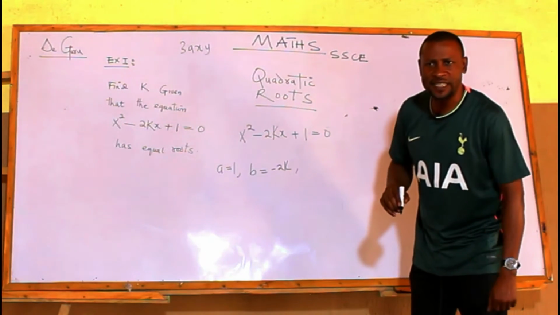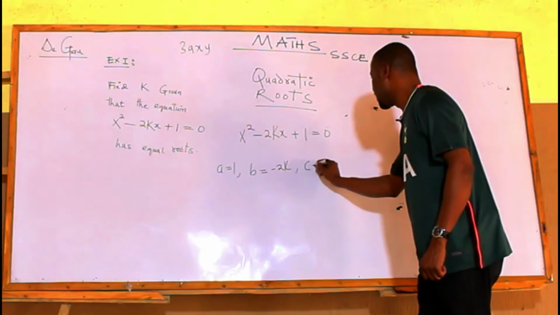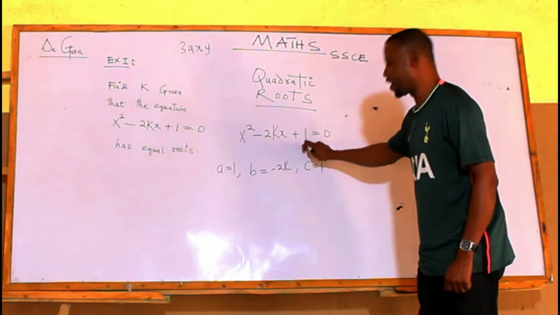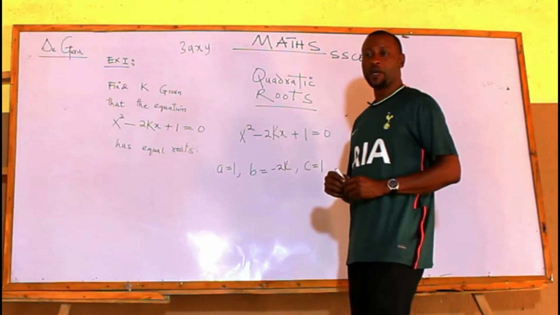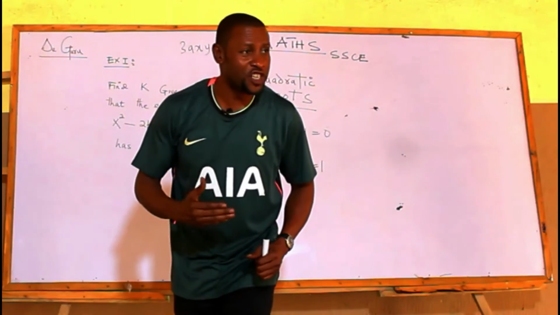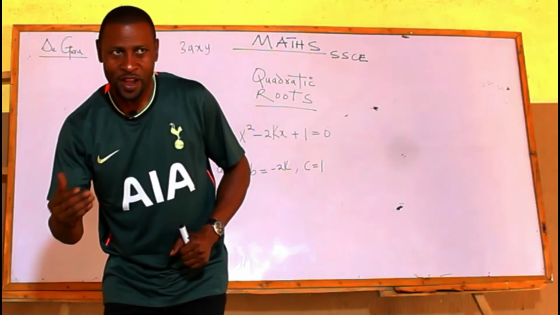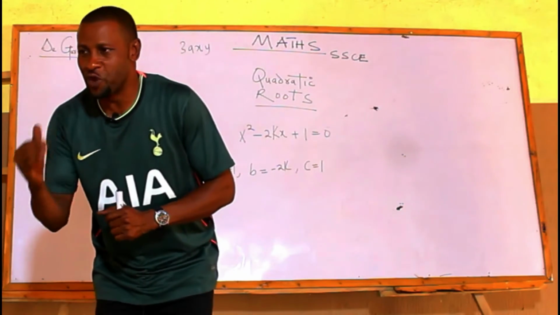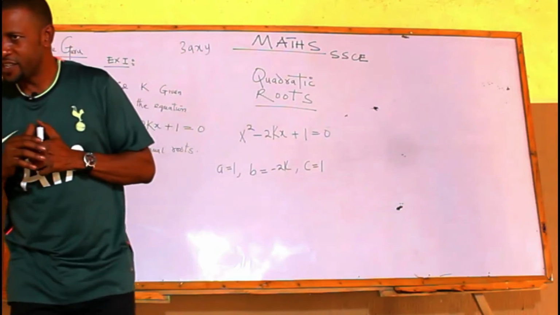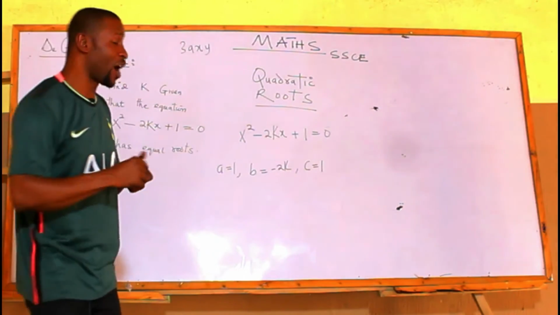Class, what should be your c? Our c is 1, the man without a variable. But the question gave us the information that the quadratic equation has equal roots. What is the condition for a quadratic equation to have equal roots? The discriminant must be equal to 0.